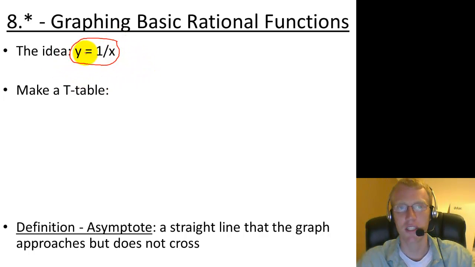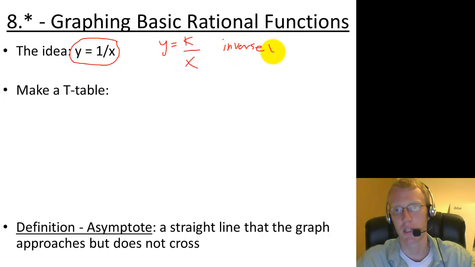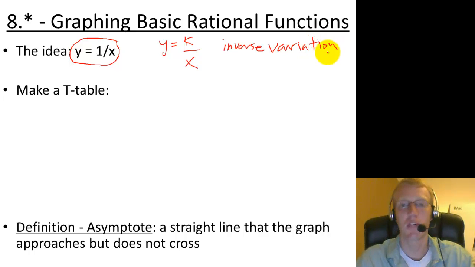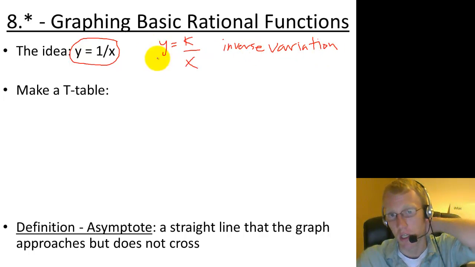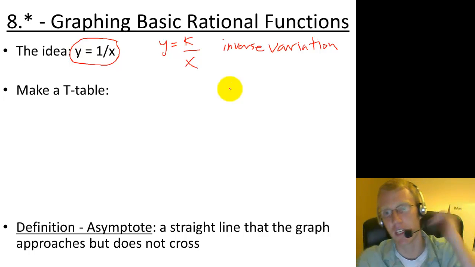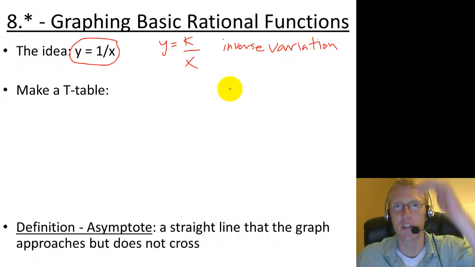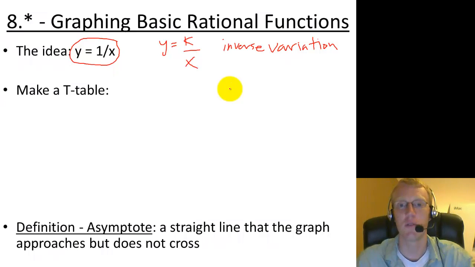So remember, we've actually seen this before. You've seen the equation y equals k over x before, and that was called inverse variation. Hopefully you remember that. And the thing with inverse variation was that when one of the variables went up by a certain ratio, the other variable went down by the same ratio. And so the same is going to happen when you graph it. If the x value increases, the y value is going to decrease. And that's going to lead to a very unique shape.